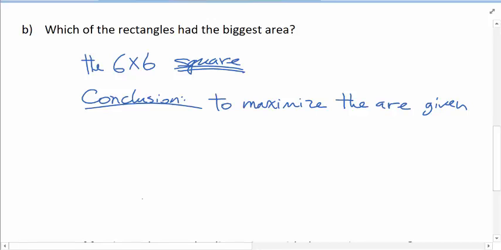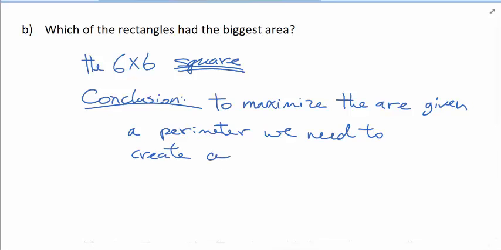Given a perimeter, we need to create a, what shape do you think we need to create? A square. Okay? Or close to a square as possible. Maximize the area. There you go. Given a perimeter, we need to create a square. Does that make sense? Okay.